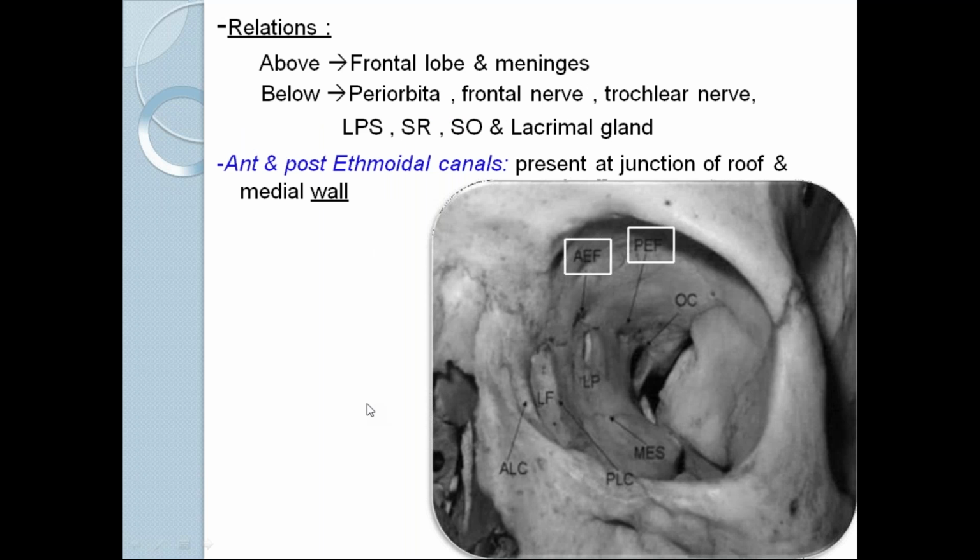Now, what are the relations? Obviously, above this is the frontal lobe and the meninges. Below, you have the periorbita and all the other structures behind the eyeball: the periorbita, frontal nerve, trochlear nerve, LPS, that is the levator palpebrae superioris, and superior rectus. All these things are there. And then medially you have the medial wall, laterally you have the lateral wall.